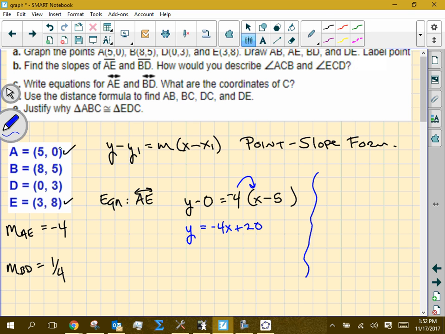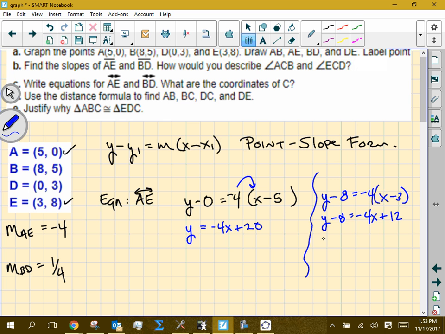Now, some people might be saying, well, you used A. How did I know to use A? What if I used E? Well, if you would have used E, you would have had y minus y1, and y1 now using E would be 8. Your slope would be -4, and then x1 would be 3, so we have x minus 3. So we go y minus 8. I distribute the -4, so I get -4x plus 12.